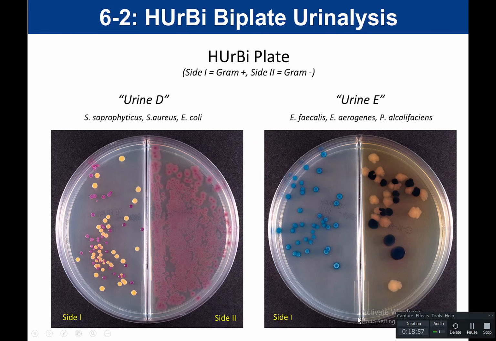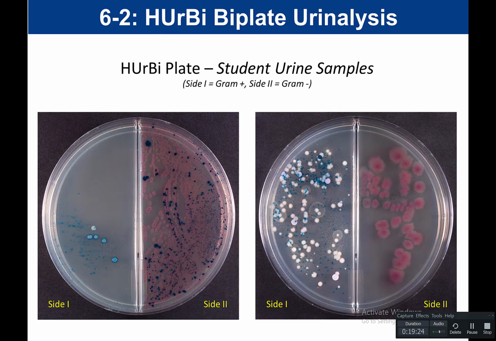If I look at this urine sample, even without counting, I know that this colony type is the most prevalent. It's more than 10 colonies, but it's clearly less than 100. So this plate would be considered borderline. And so you should be able to look at these plates and say whether they are positive, negative, or borderline. These are just some other examples. These are student urine samples. Again, if you were given these plates, you should be able to say whether it is positive, negative, or borderline just based on looking at these plates.